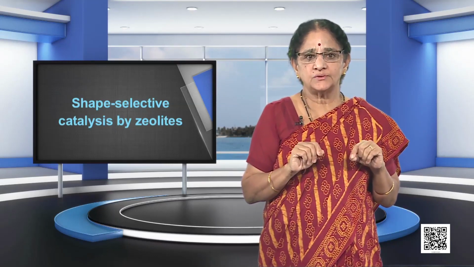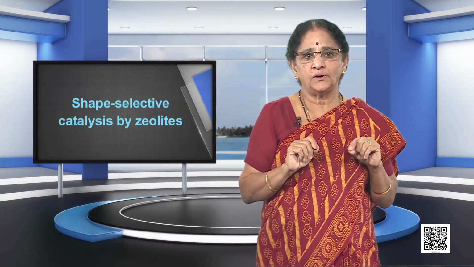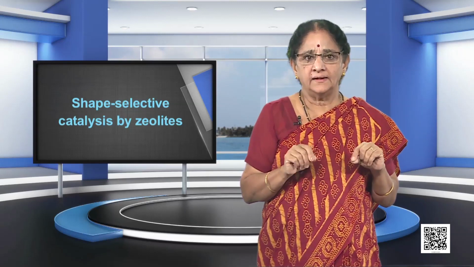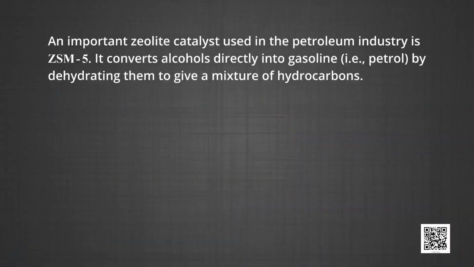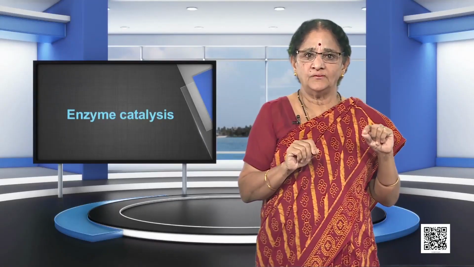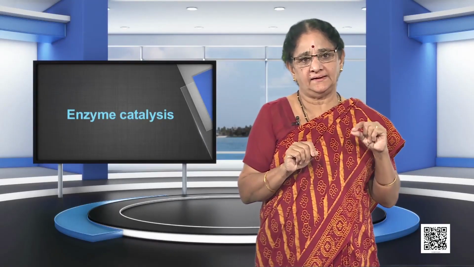Zeolites are widely used as catalyst in petrochemical industries for cracking of hydrocarbons and isomerization. An important zeolite catalyst used in petroleum industries is ZSM-5. It converts alcohols directly into gasoline, that is petrol, by dehydrating them to give a mixture of hydrocarbons. Next, we will study about enzyme catalysis.